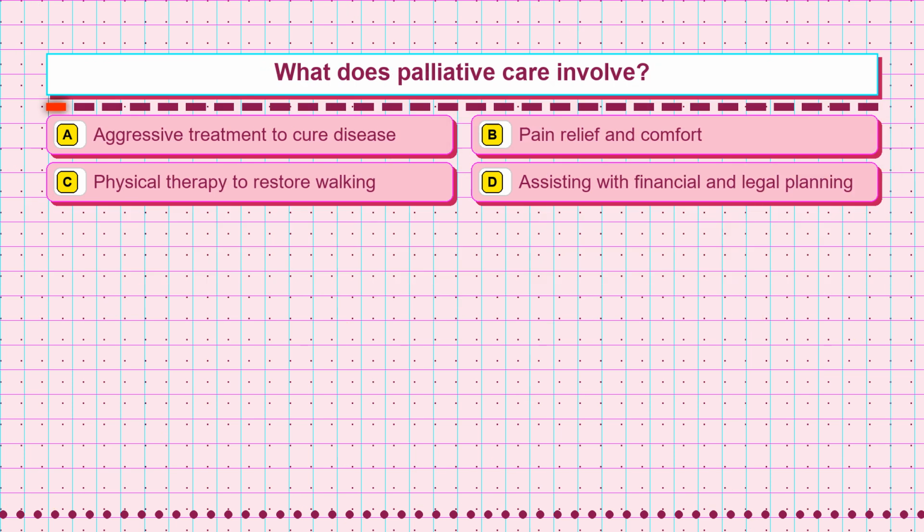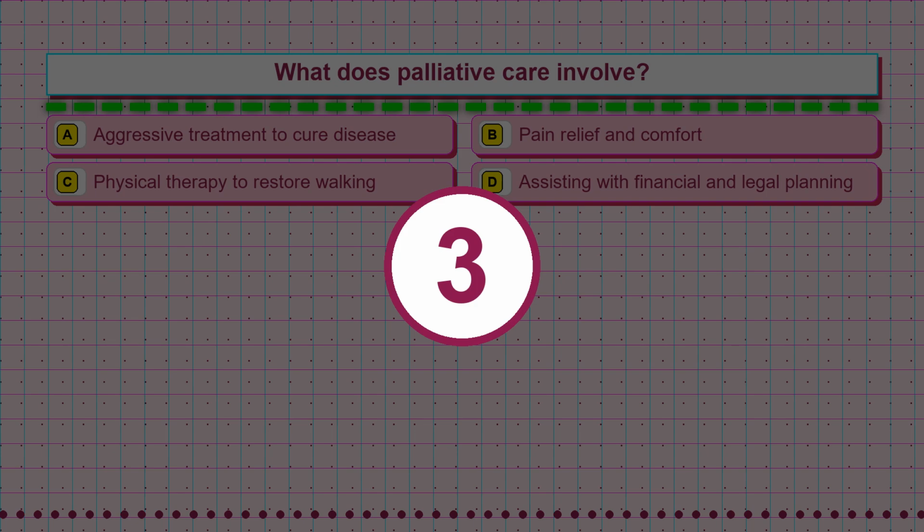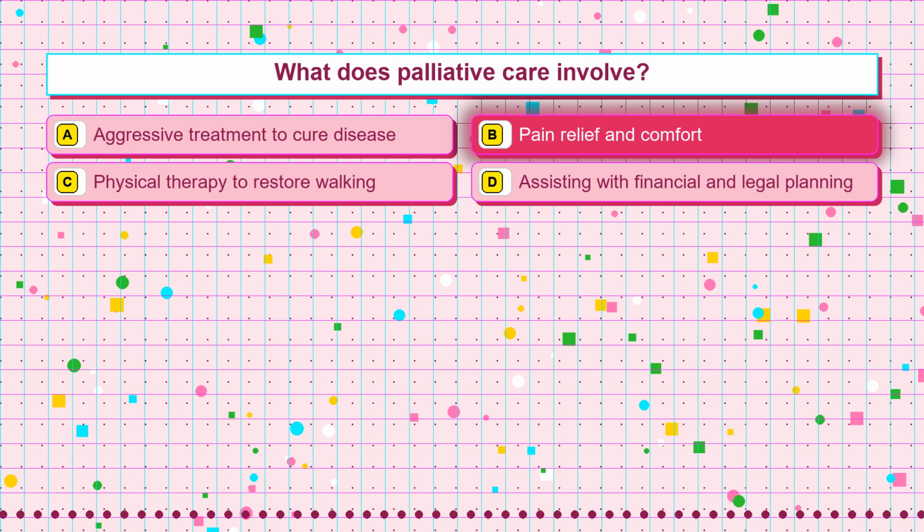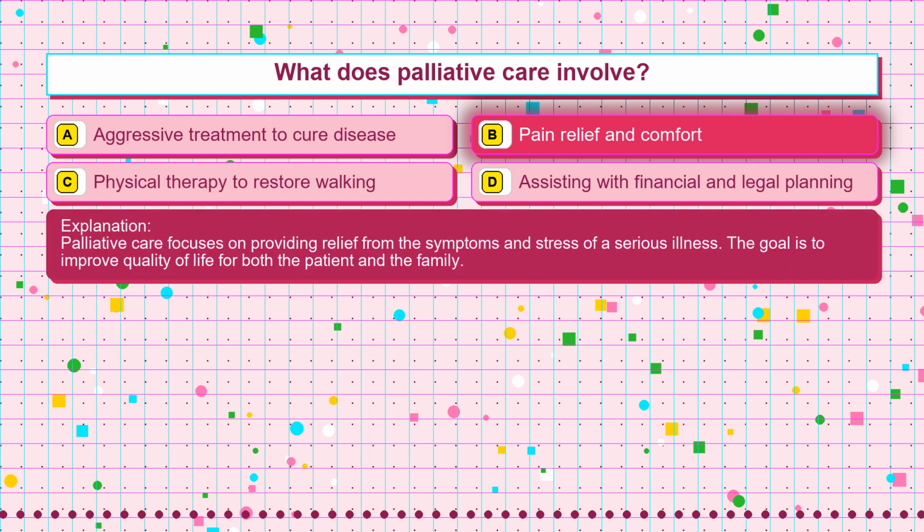Question 52. What does palliative care involve? Option A, the aggressive treatment to cure disease. Option B, pain relief and comfort. Option C, physical therapy to restore walking. Option D, assisting with financial and legal planning. The correct answer is option B, pain relief and comfort. Palliative care focuses on providing relief from the symptoms and stress of a serious illness. The goal is to improve quality of life for both the patient and the family.